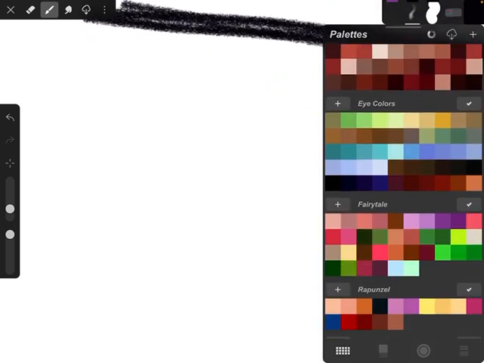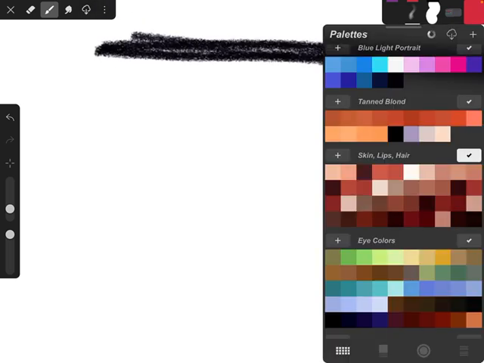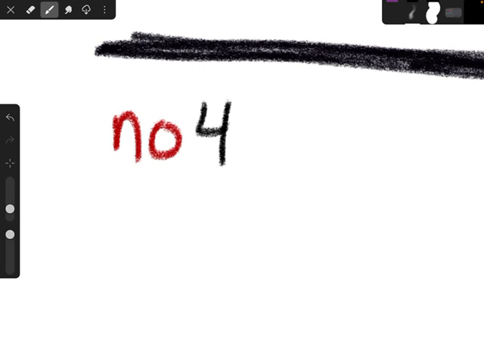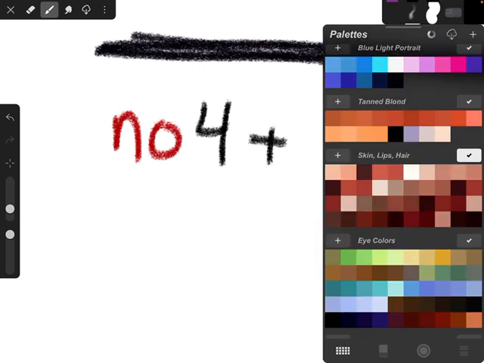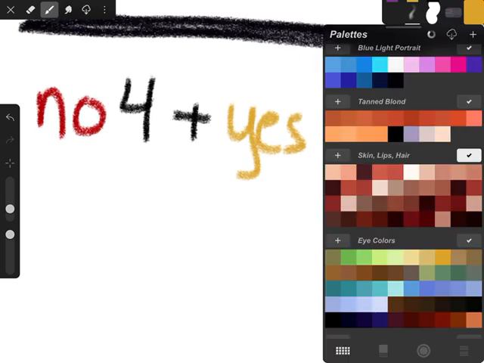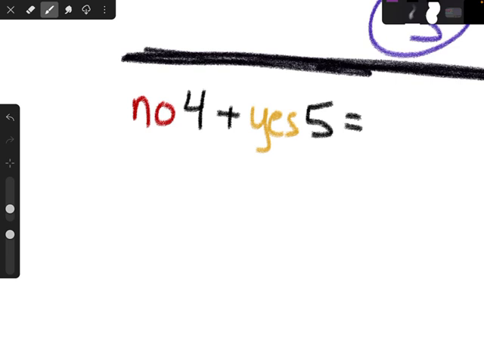So I could say, let me get my colors out here. I'm not sure if this is a pink or a red. I want red. All right. I could say no, and I could say 4 plus yes, 5. Maybe like what in the world? Just kind of help you see it. All right. So no plus yes.